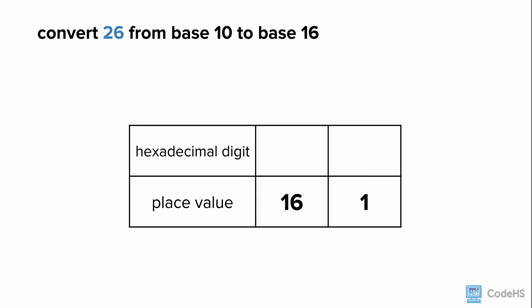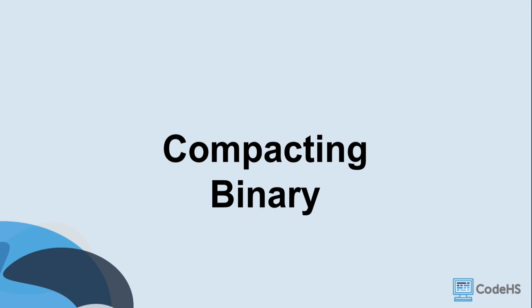So, to convert 26 from base 10 to base 16, first, we divide 26 by 16, which equals 1 remainder 10. So we put a 1 in the 16's place. Then, we divide our remainder 10 by the next place 1, which equals 10 remainder 0. Since now we're working with numbers and letters, it's important to pay extra attention to what digits you're using in hexadecimal. What hexadecimal digit should we put in the 1's place for the value 10? A.